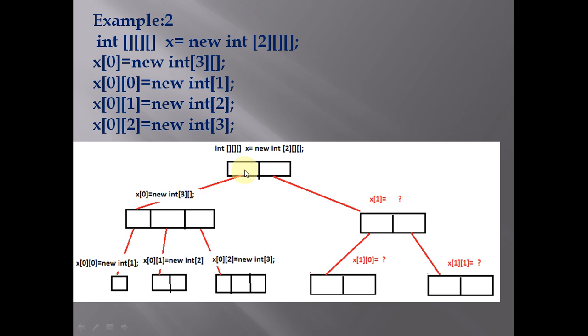So the two 2D arrays: one is over here, the other one is over here. This is x0 and this is x1. So x0 is given new int[3][], it means it's going to have x00 equal to new int[1]. This is according to the statements we have given in the example.